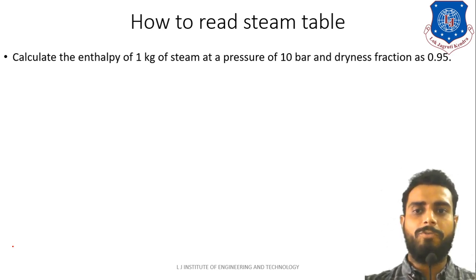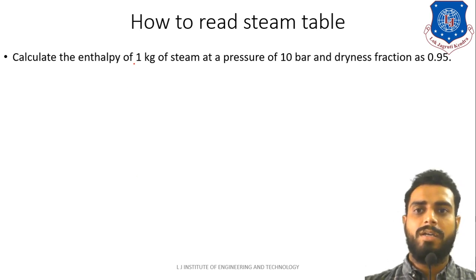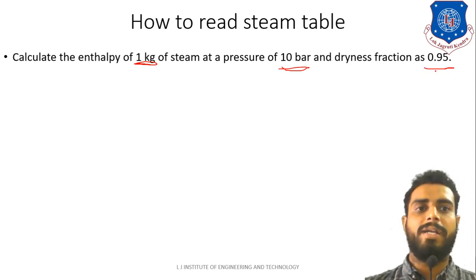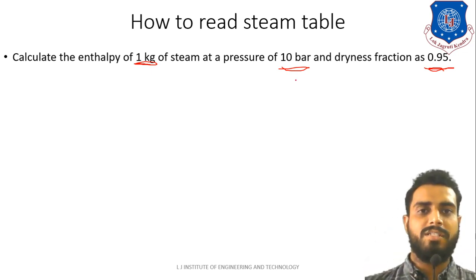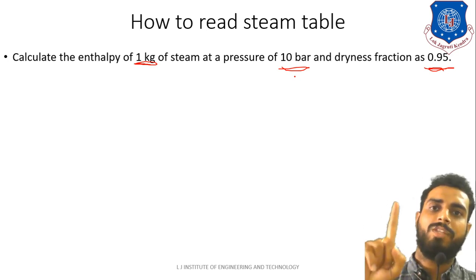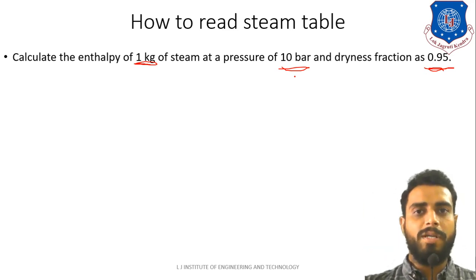Calculate the enthalpy of 1 kg of steam at a pressure of 10 bar and dryness fraction of 0.95. As you can see, the mass of the steam is given as 1 kg, the pressure is 10 bar, and the dryness fraction is 0.95. There is no temperature given, right? Since the pressure is given, in your steam table you will identify which table? The pressure table. Keep that in mind. So you will open the pressure table.